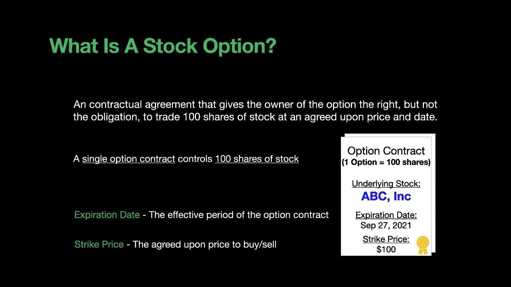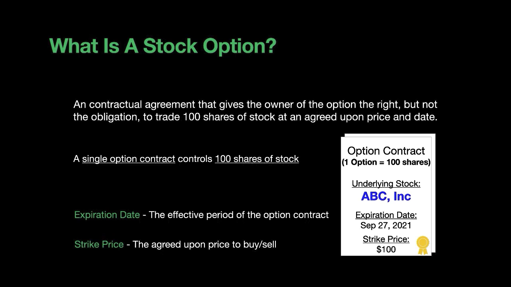The strike price is the price of the underlying stock that is used for the buying or selling of that stock. So the option contract controls 100 shares, in this case the underlying stock is ABC, and the strike price is $100. The owner of this stock option has the ability to buy or sell 100 shares of ABC Incorporated at a strike price of $100.